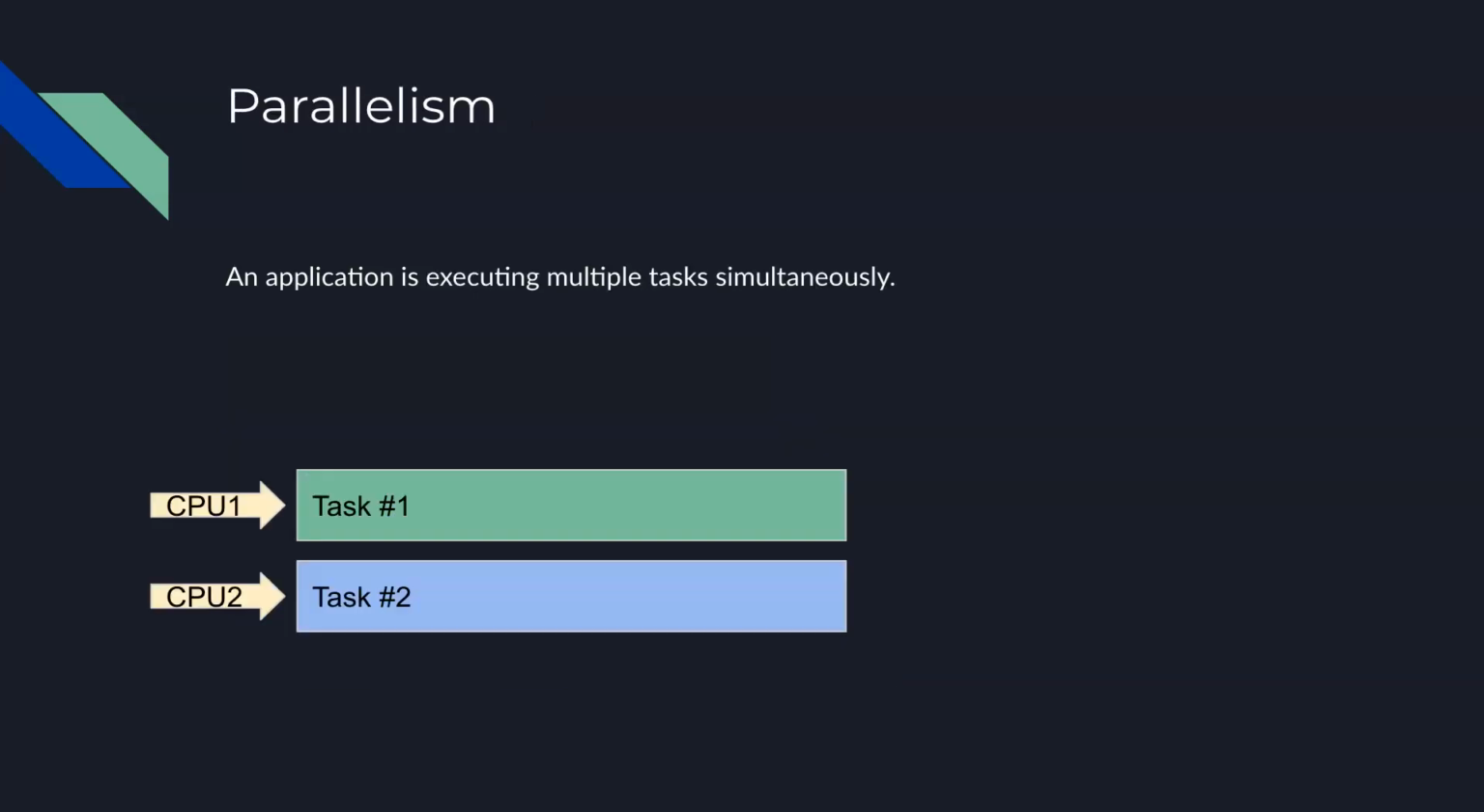So parallelism, a little bit different. The application is executing multiple tasks simultaneously. Okay? This is best seen in multiple processor systems. So let's say you have 2 processors and 2 tasks. Each processor takes one task and works on it until completion. Okay, you're not taking turns, you're not swapping out memory, you're not swapping out context. You're picking one task on one CPU and another task on another CPU. They both run all the way through until completion.